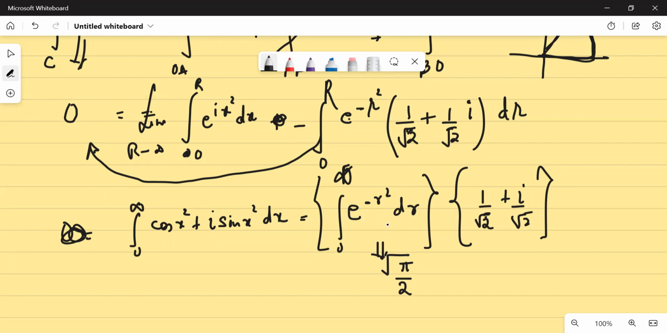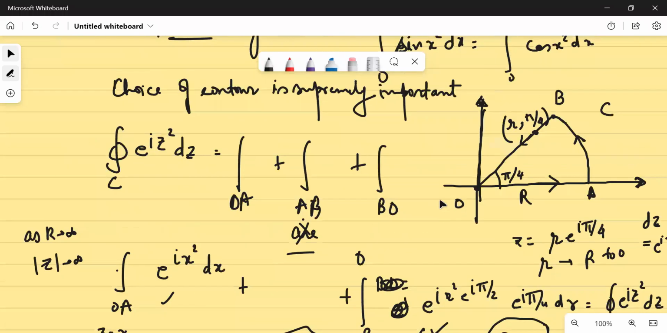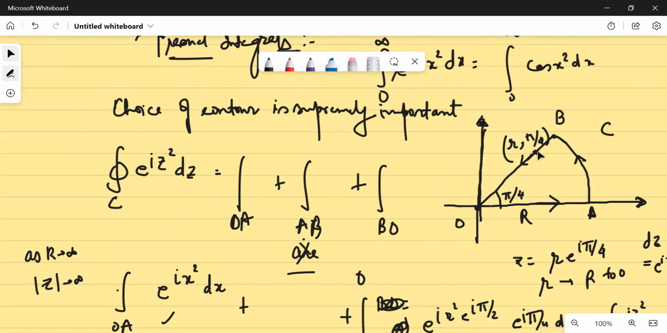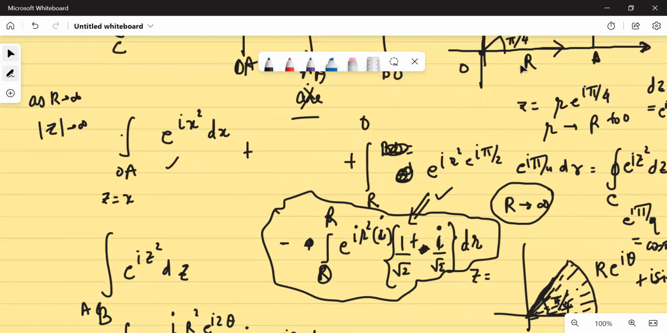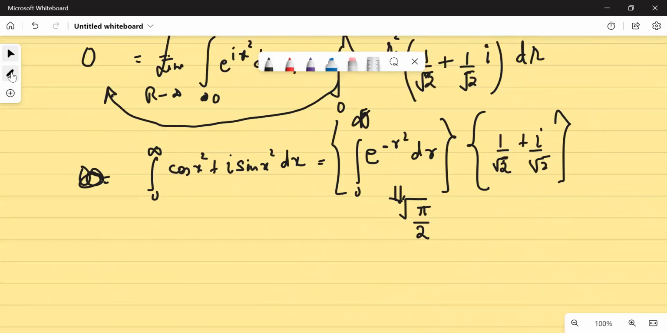Sir, what is small r? Understand my point that when I was moving along BO, r is changing. Here your theta was changing. Here your theta was 0. Are you getting my point? And here I just wrote z equal to x. So x basically was equivalent to writing that your r is changing. Right, clear? Because this has become quite a long question for you. So indeed what you would get is root pi upon 2.